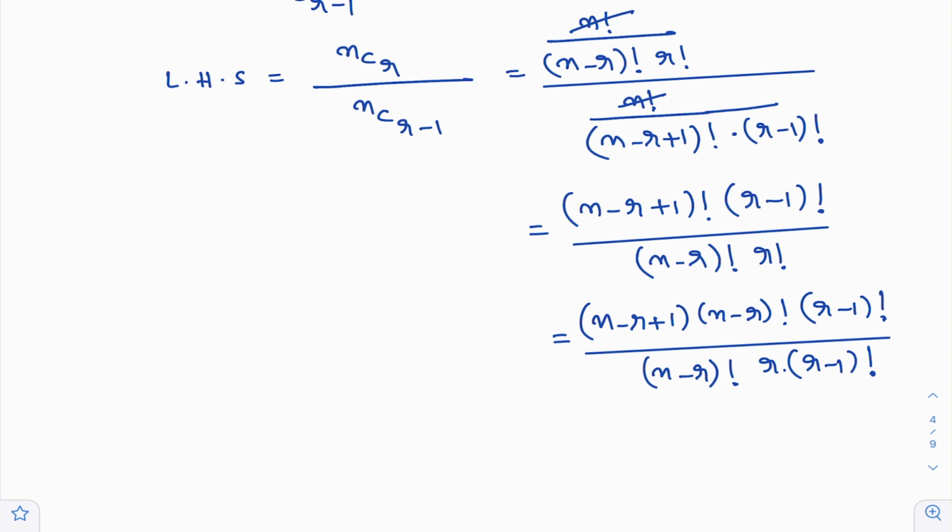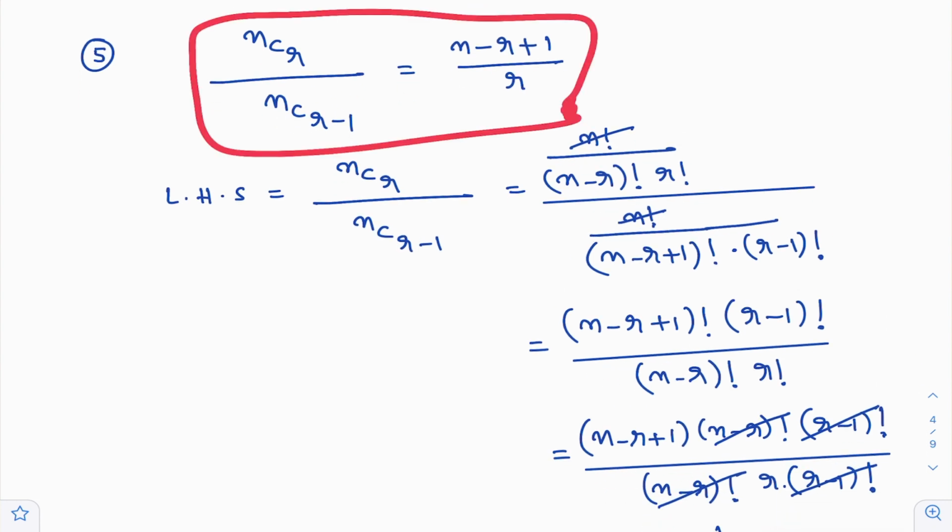Now you can check here, this (r minus 1) factorial will get cancelled. (n minus r) factorial also will get cancelled. What is remaining? (n minus r plus 1) divided by r in the denominator. This is the RHS. I hope you understand: nCr divided by nCr-1 is (n minus r plus 1) divided by r.